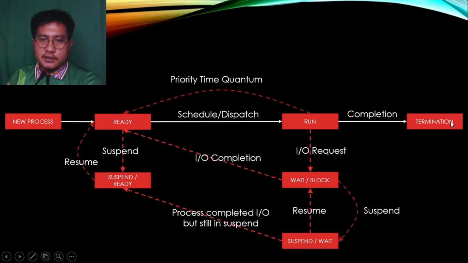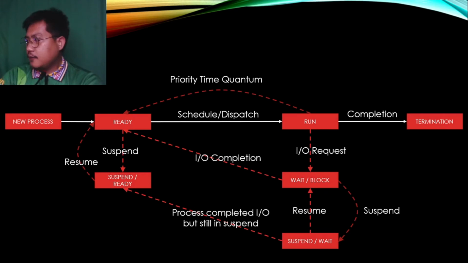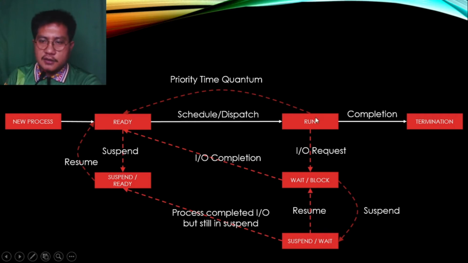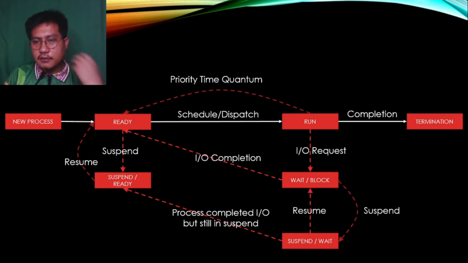So these are the basic or the actual process management inside your operating system in your computer. This priority time quantum, this suspension, this IO request are all intervening variables that could halt, pause or suspend the current process.